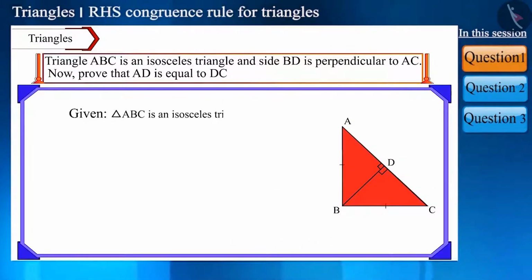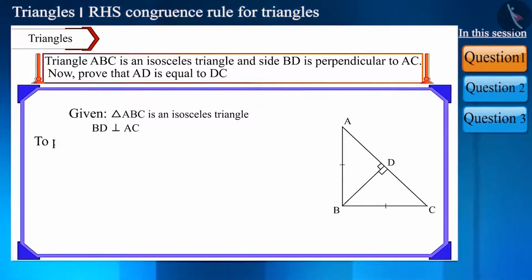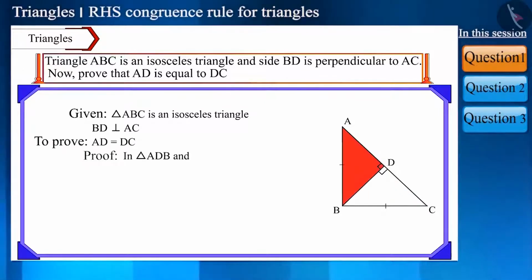Triangle ABC is an isosceles triangle and side BD is perpendicular to AC. Now, prove that AD is equal to DC. Friends, if we prove that triangle ADB is congruent to triangle CDB, then the corresponding sides of congruent triangles are congruent. So, side AD is equal to side DC.